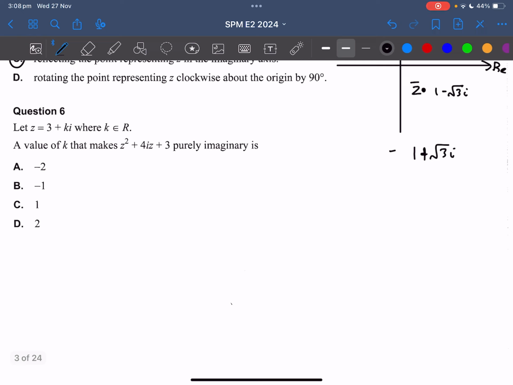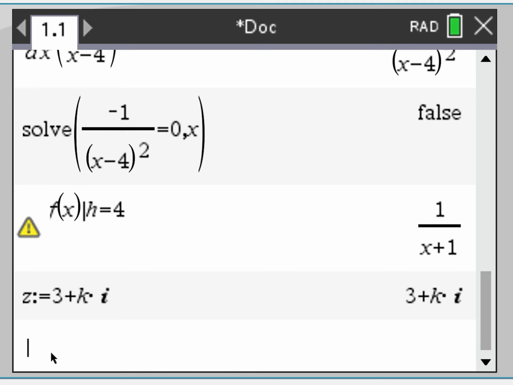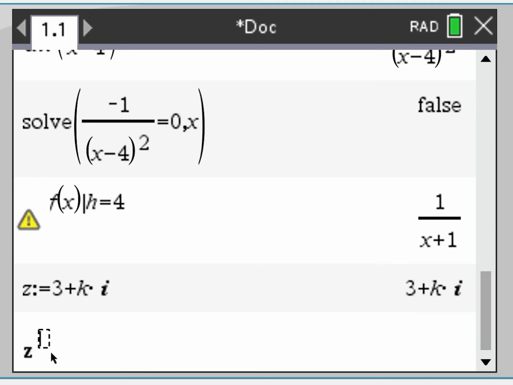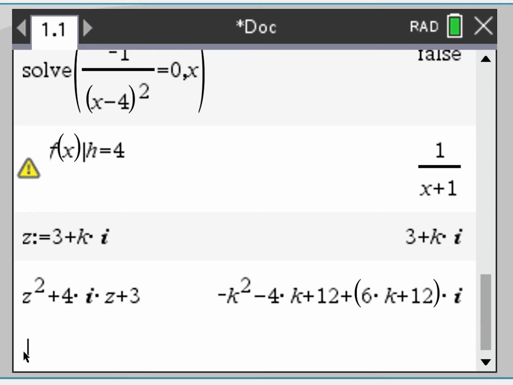So question 6. Let z equal 3 plus ki, where k can be all real numbers. A value of k that makes that purely imaginary is... Okay, so let's define z in our CAS and we'll go from there. So z equals 3 plus k times i. Okay, and now we just type the expression out that is given. So z squared plus 4 times i times z, plus 3.